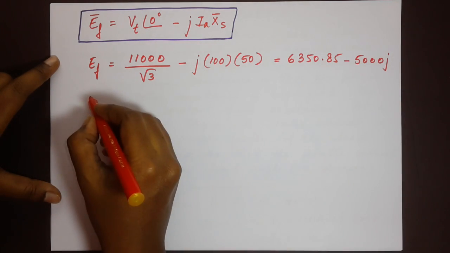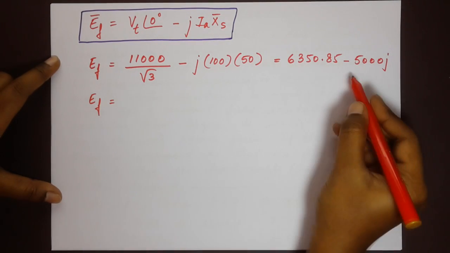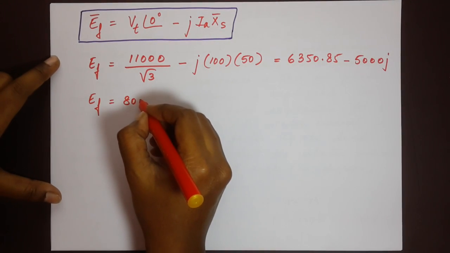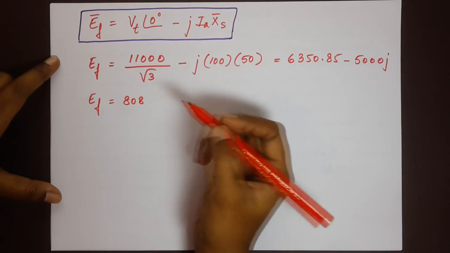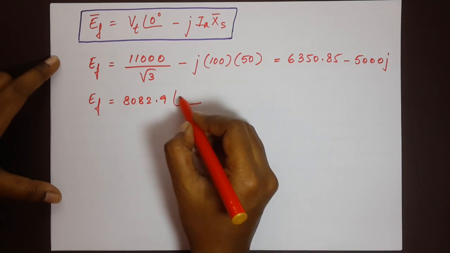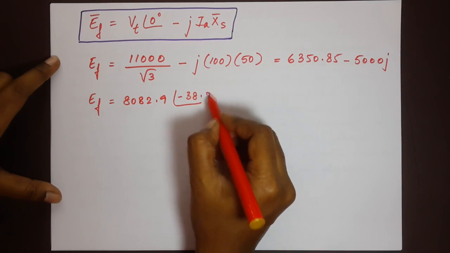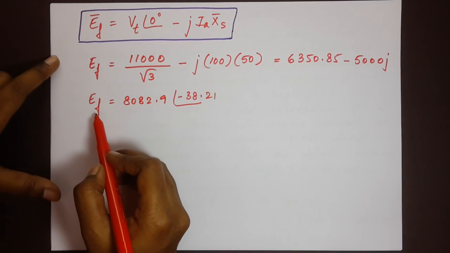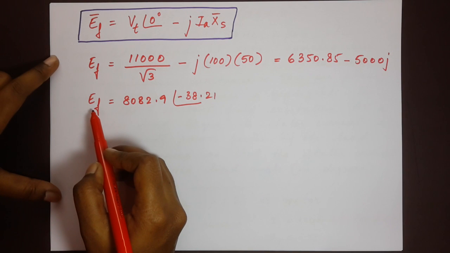So next, we write it down in polar form. When you convert it into polar form, you would get a value of 8,082.9 with an angle of minus 38.21. Alright, so this is the value of the field excitation.